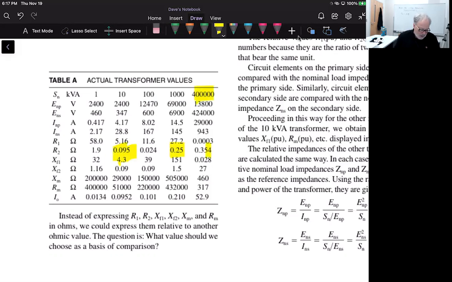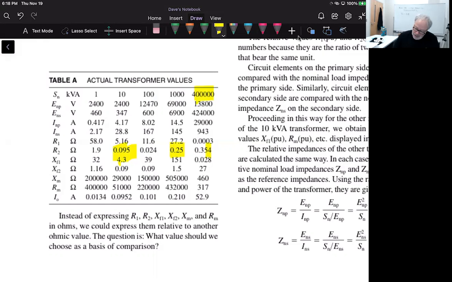So he says, instead of expressing R1 and R2 and XFF1 and XFF2 and XM and RM, what if we express them relative to another ohmic value, and what would that be? He says the best approach would be to employ the nominal load voltage and current of the transformer, which we can calculate and use as a reference.